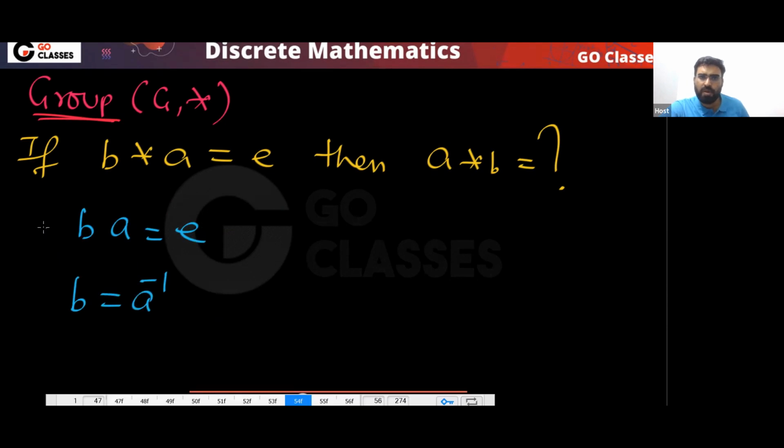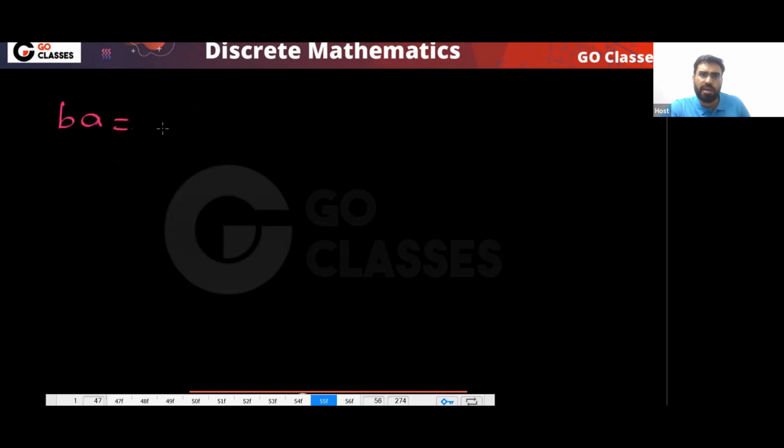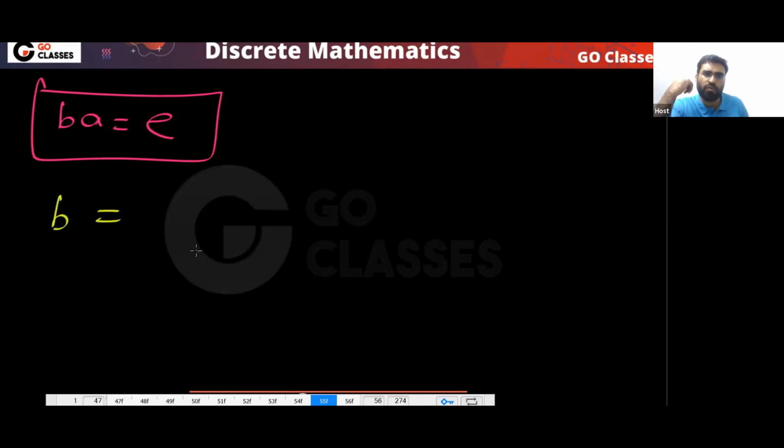You already know, so from this I can say that B will be A inverse because BA equals E. This is already given to you that BA is equal to E. Then what can I say? I want to find B, so I can multiply like this. From here, I will get B equal to A inverse.